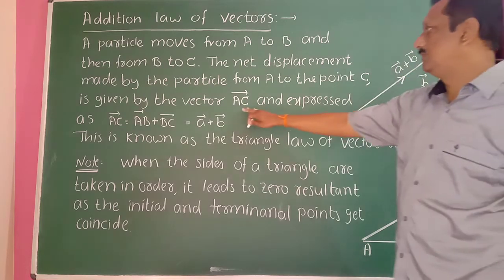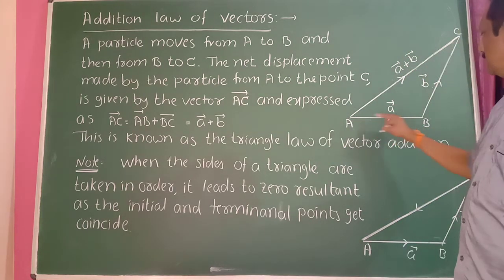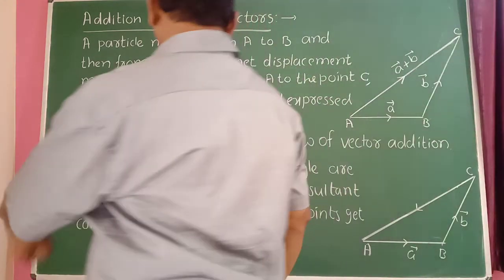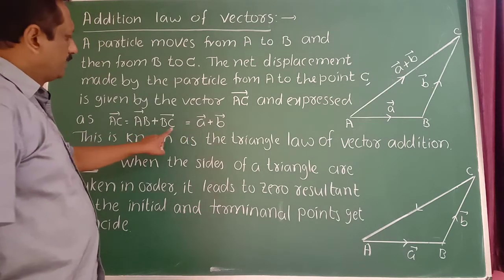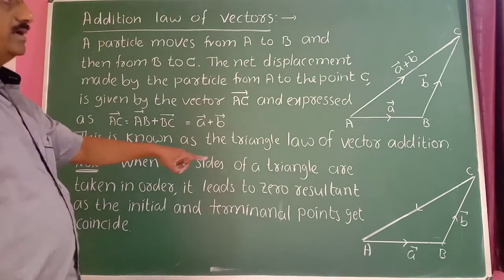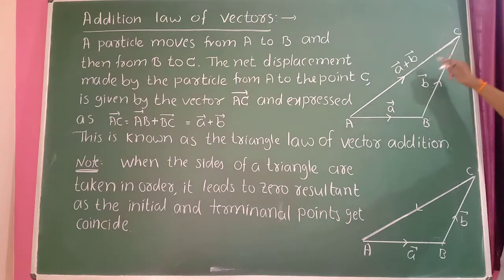So it is AC bar here, and it is expressed as AC bar is equal to AB plus BC. Hence AC bar is equal to AB bar plus BC bar. AB bar taken as a bar and BC bar taken as b bar here. Hence AC bar equal to a bar plus b bar. This is the addition law of vectors here.